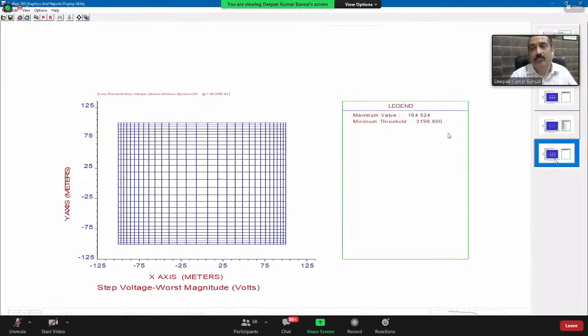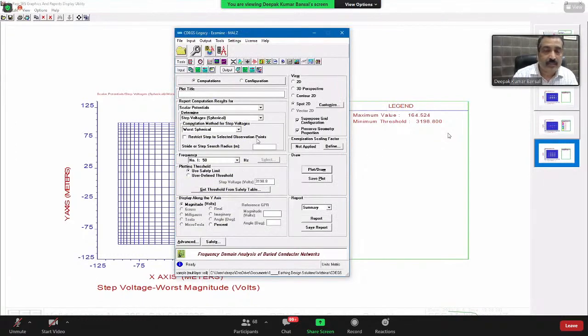So we have calculated the maximum threshold limit, that it should not increase more than 3198 volt as per the safety calculations, and we are achieving 160 volt. So our grid is safe, and we can visualize it. That's the beauty of the software.